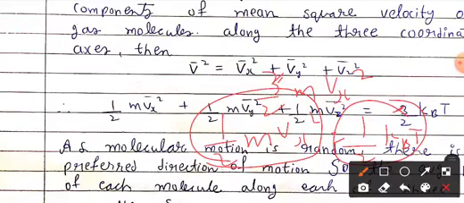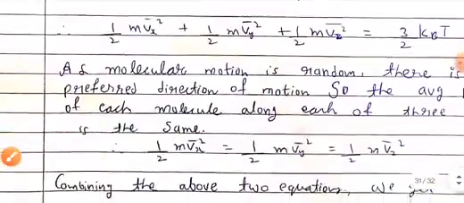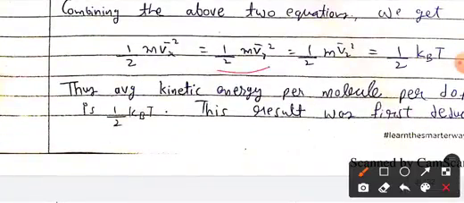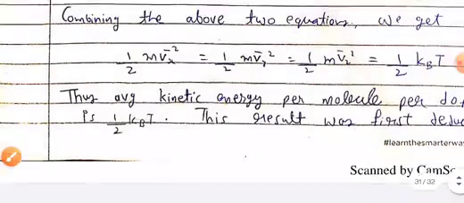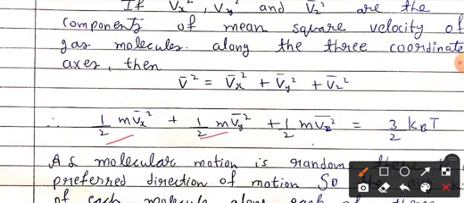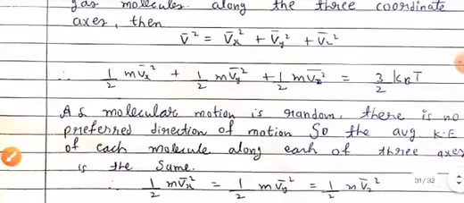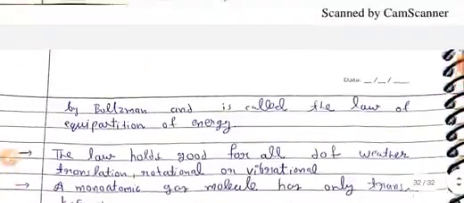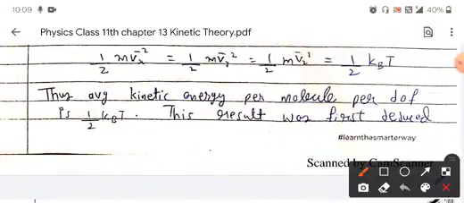Half of mvx² equals half of kBT, and that half of mvx² is also equal to half of mvy², half of mvz². So all these three are equal to half of kBT. That means half of kBT energy is given to each degree of freedom. These are the 3 degrees of freedom in 3 directions, in the x axis, y axis and z axis, the degrees of freedom for translatory motion. So the average kinetic energy per molecule per degree of freedom is half kBT.